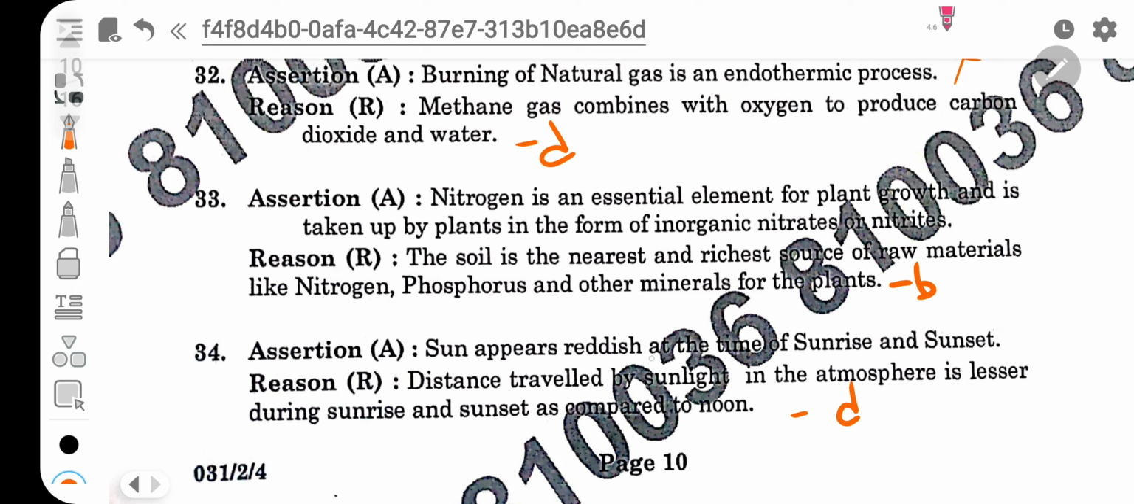Question 34, the sun appears red. Okay, wait, this answer I have written wrong. The answer is C, because the sun appears red at the time of sunrise and sunset, so this is true, while the reason is false.